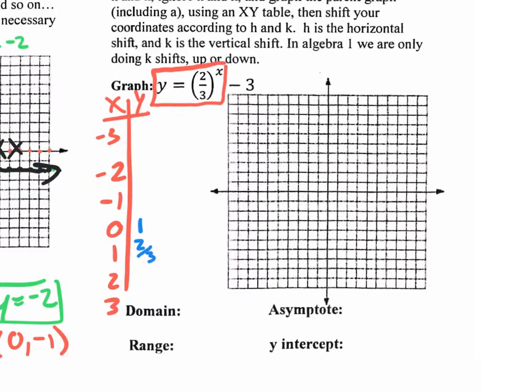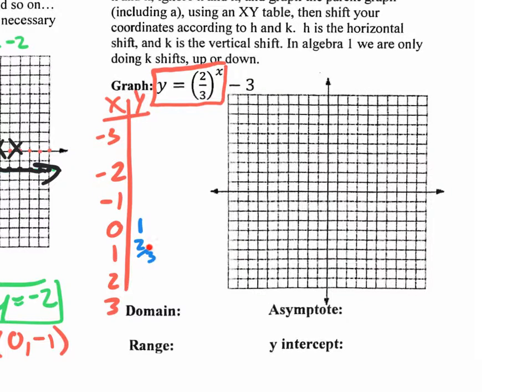But you see, the easier thing to do is to plug in an easy number like 0, get out an easy answer like 1, and then multiply that answer by the growth or the decay factor. Now this is a decay factor because it's a fraction less than 1. So we're going to multiply the 1 by that decay factor 2/3. 1 times 2/3 is 2/3.